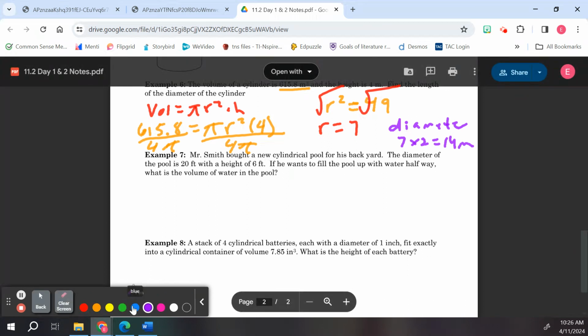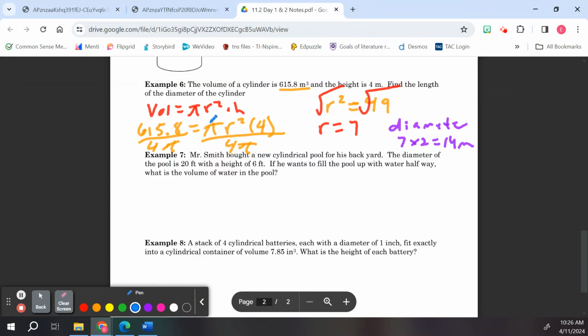Let's take a look at example 7. Mr. Smith bought a new cylindrical pool for his backyard. The diameter of the pool is 20 feet with a height of 6 feet. If he wants to fill the pool up with water halfway, what is the volume of the water in the pool?